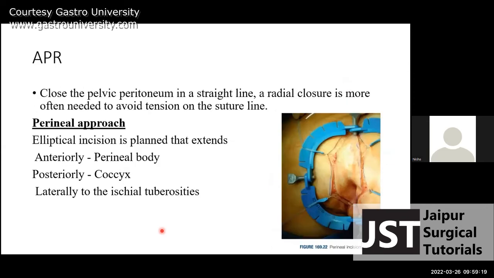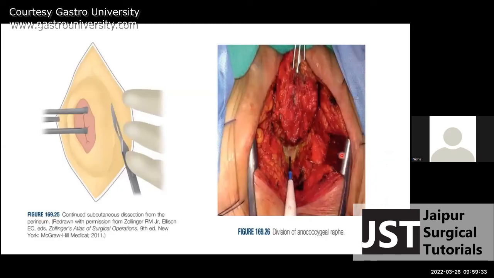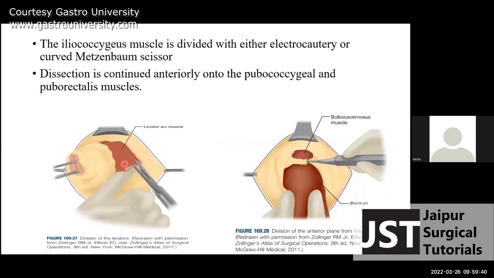the principles of TME. And for the perineal approach, we take an elliptical incision, which extends anteriorly from the perineal body, posteriorly to the coccyx, and laterally to the ischial tuberosity. And we go in, divide the anococcygeal raphe, reach higher up, and divide the ischiococcygeus muscle using electrocautery or sharp dissection with the scissors, and reach anteriorly till the Denonvilliers' fascia.